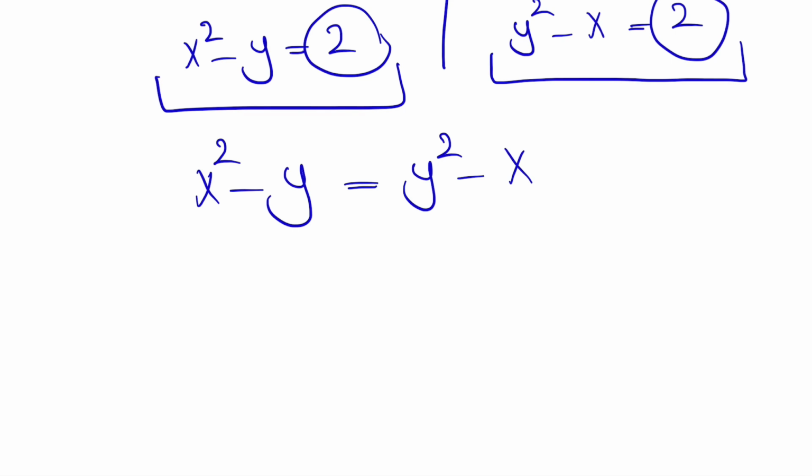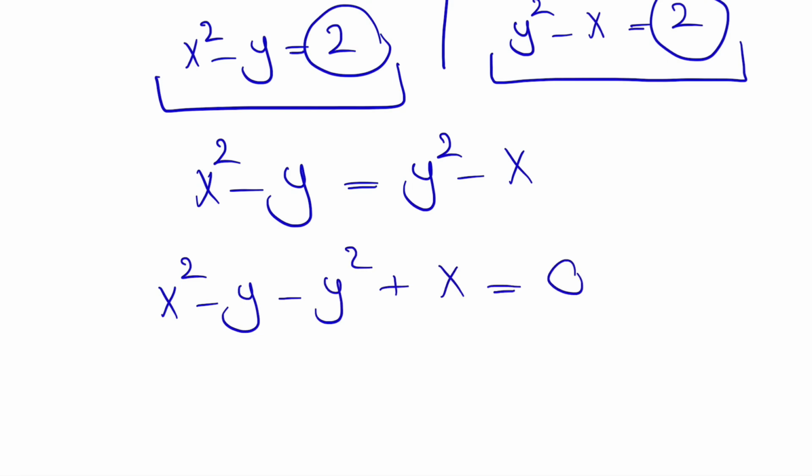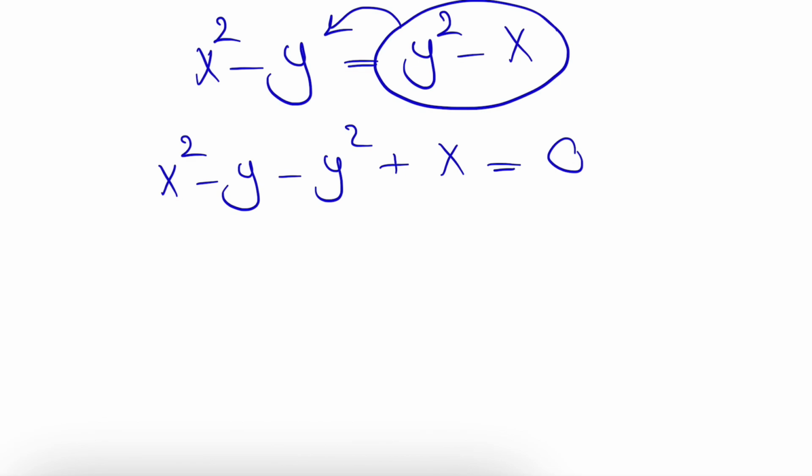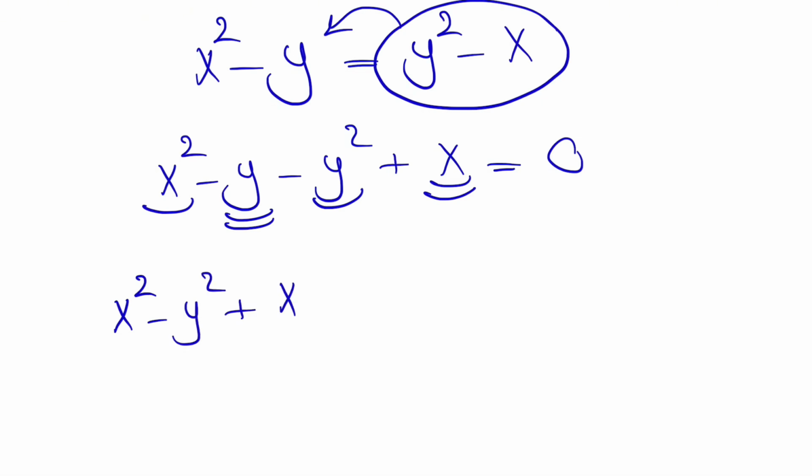Basically, we're gonna bring everything on the right side to the left. So we'll have x squared minus y minus y squared plus x is equal to 0. Again, whatever we have on the right side, we switch the signs and we bring it to the left side. So y is positive, it gets negative in here, and x is negative, it will be positive in here. Alright, now we can pair each of these two together. We're gonna pair x squared and y squared together, and y and x together.